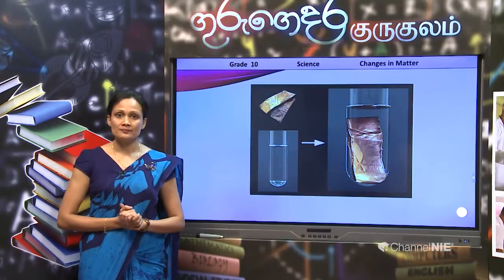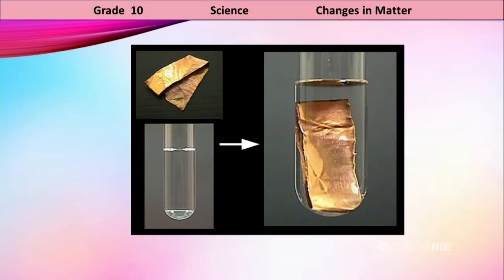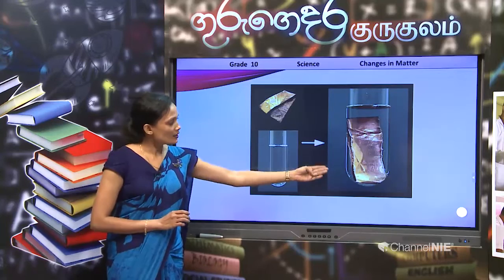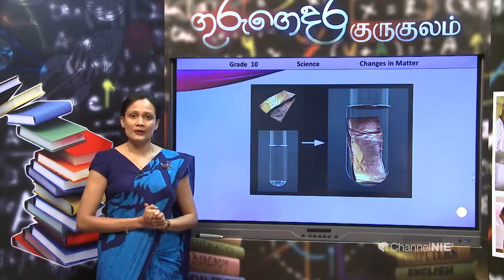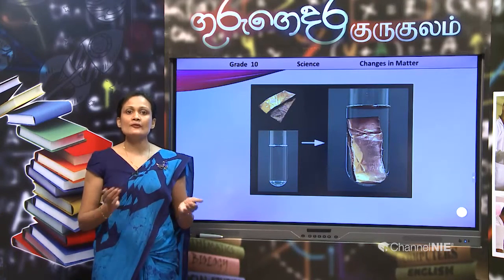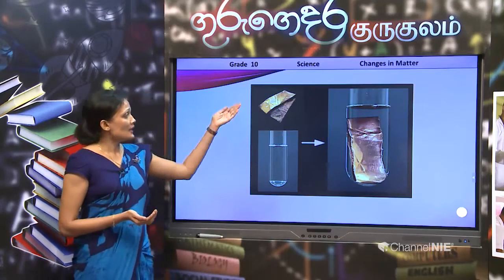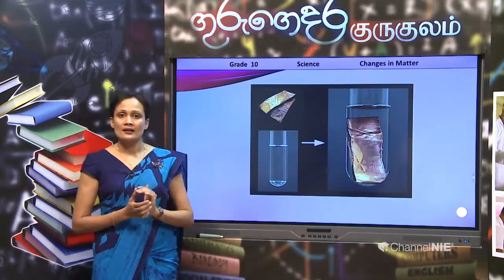Look at this picture. Here, copper strip and zinc sulfate solution. If we are adding copper into zinc sulfate solution, what happens? Look at this picture. Here, the copper strip is added to the test tube with zinc sulfate. But there is no observable change. That means copper does not react with zinc sulfate. In the same manner, some metals do not react with the salt of other metals.